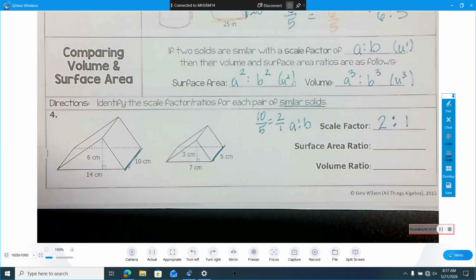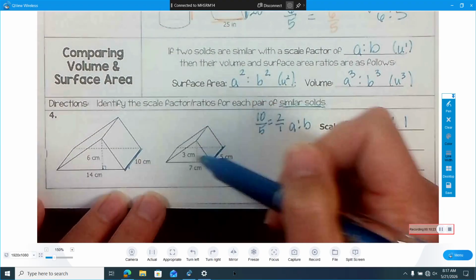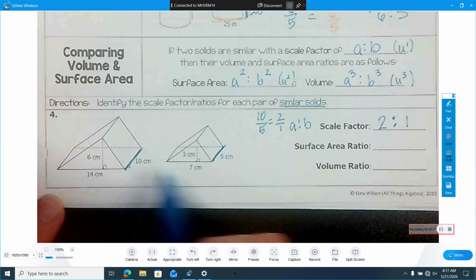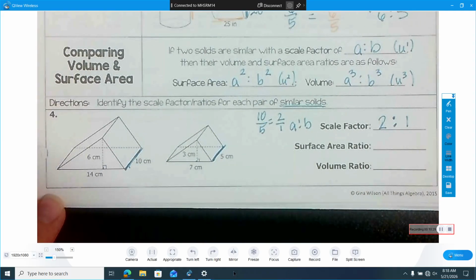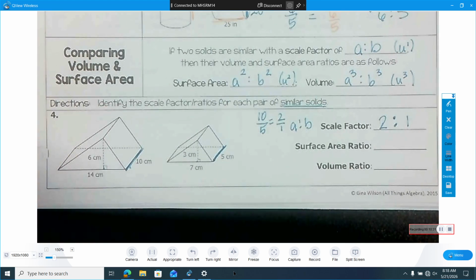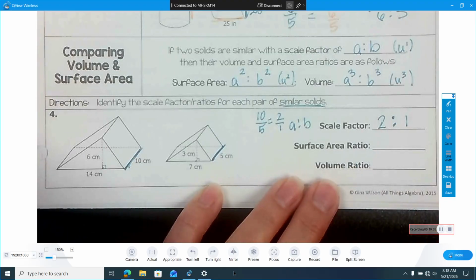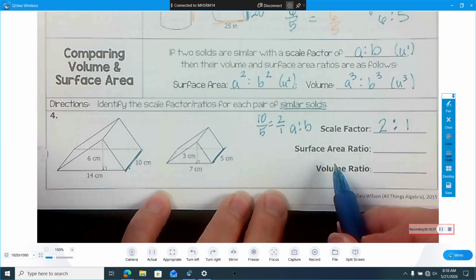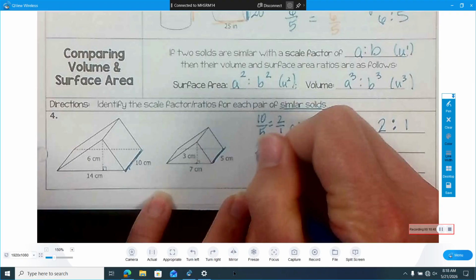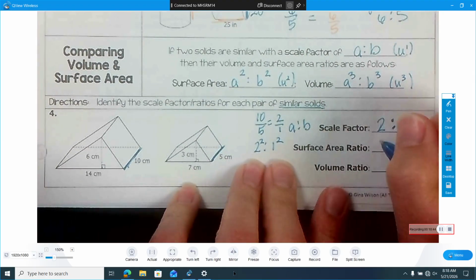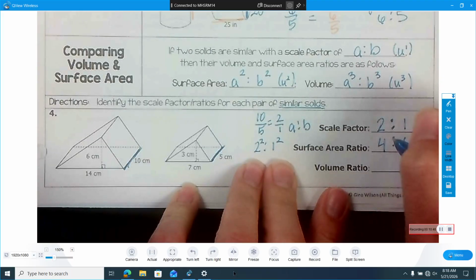And you'll notice if you do a quick check, 6 over 3, 2 to 1, right? 14 over 7, 2 to 1, right? All right, so then what is the surface area ratio going to be? 4 to 1, yeah, it's going to be 2 squared to 1 squared. And what is 2 squared to 1 squared? 4 to 1.